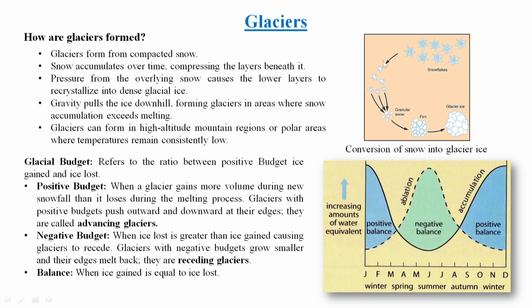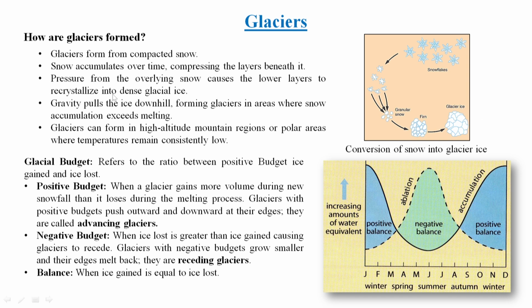So again, if I look at this diagram, you can have these several snowflakes that are modified into granular snow. Then you have this firn-like stage, and finally, due to repeated events of refreezing, it is recrystallizing and forming the glacial ice.